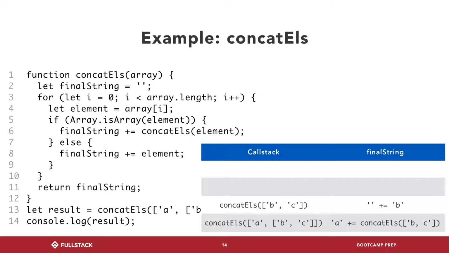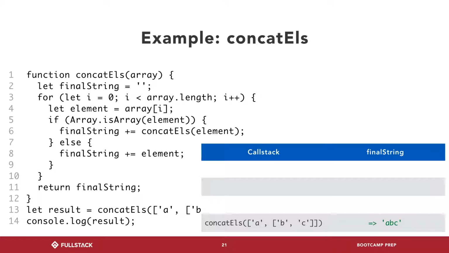So when I go through the first element, I'm going to add a B to it, so it becomes just B. And then when I go to my second element, I'm going to add the letter C to it. I now get BC. At this point, I'm done with my for loop, but my function isn't done yet, because on line 11, I still need to return final string, which is the letters B and C. So if concat else B and C equals BC, I can replace it with this here. And then when I return this on line 11, I get back ABC.